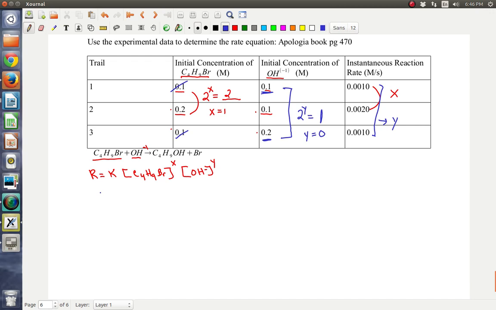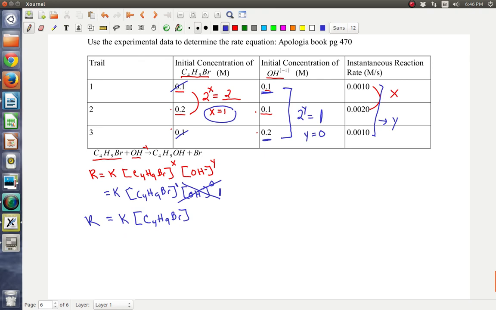So now how do I write this general rate law? It's the constant times the concentration of C4H9Br to the first power times the concentration of OH minus to the 0 power, because that's the y. Well, what is anything to the 0 power? 1. So that really means that you don't even have to deal with the hydroxide ion. The rate law is really only equal to the constant times the concentration of this first reactant. The other reactant does not matter. We can add more to it and it can't force the reaction to go faster.